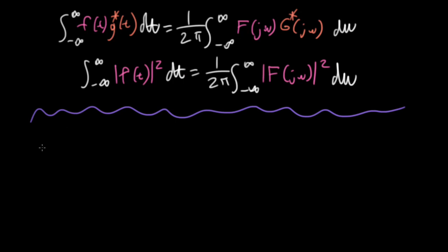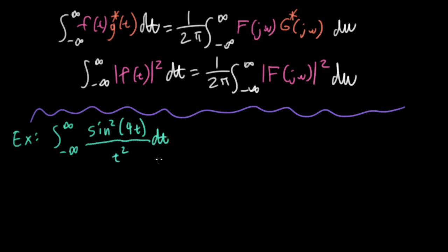Okay, so let's do an example. Suppose it came to pass that you wanted to perform the following integral. Suppose you wanted to find the integral of sine squared of 4t over t squared, t going from minus infinity to infinity. First of all, you should question your life choices in which you need to solve this integral. But secondly, if you tried to tackle this using your standard freshman calculus techniques, you would probably have a difficult time. So let's see if we can change this integral into something a little more amenable to the tools we currently have.